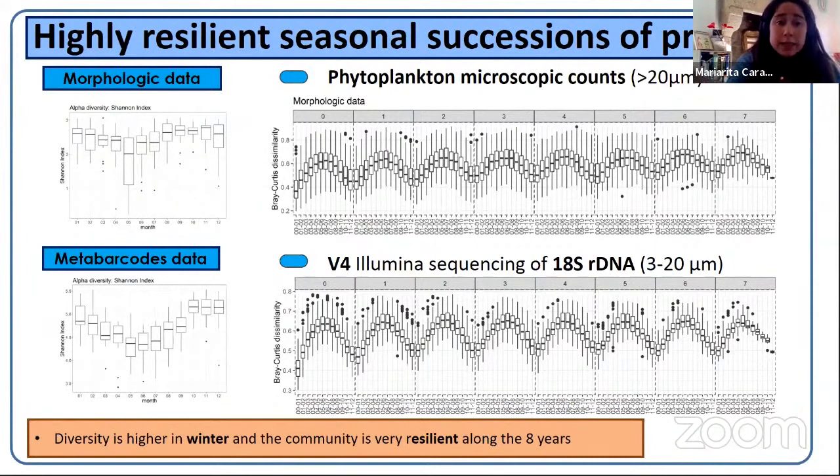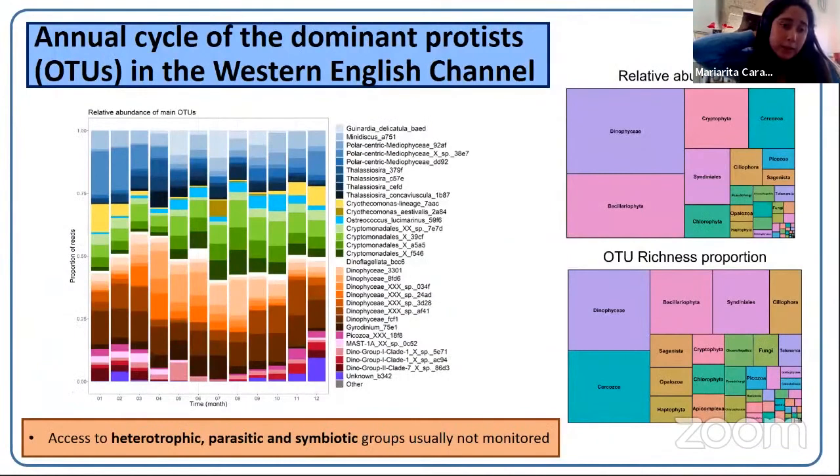But who are those guys in the water? By studying the morphology, which I didn't show here, we can only see mainly diatoms. So that's why it's much more interesting having metabarcoding. Here we can see that, of course, the most abundant are diatoms and dinoflagellates.